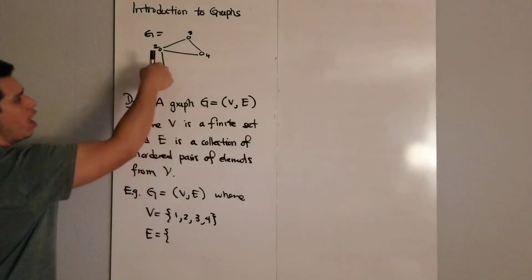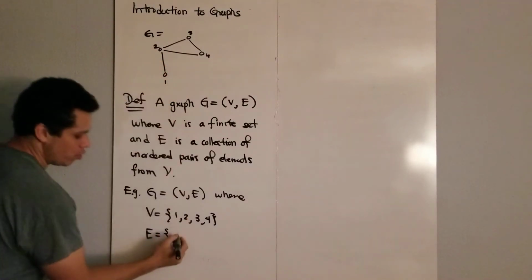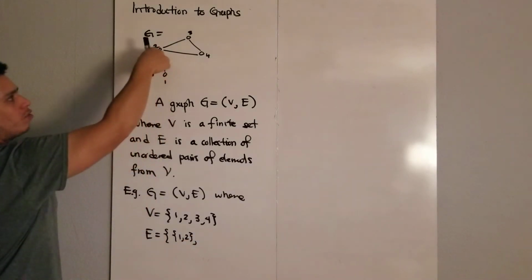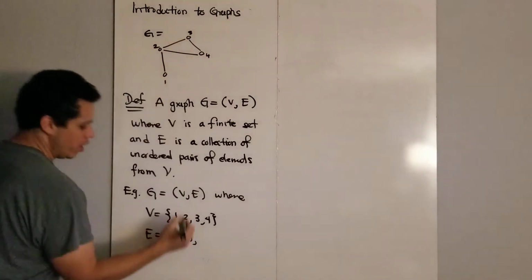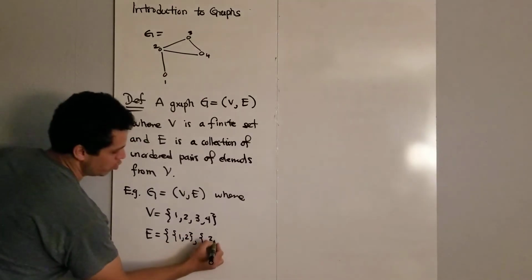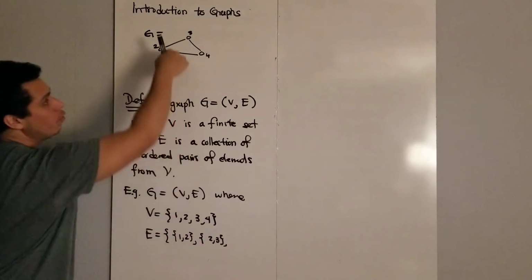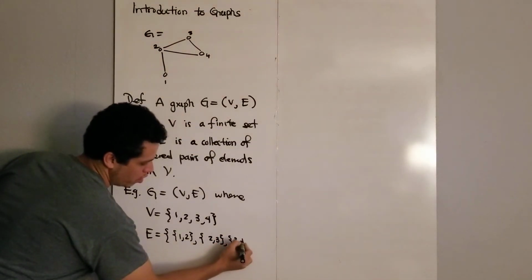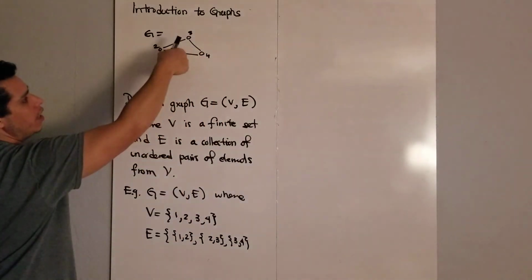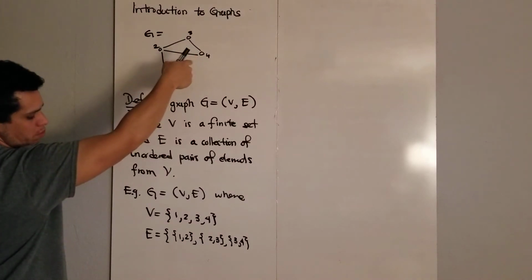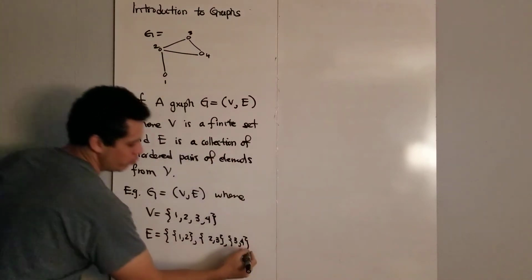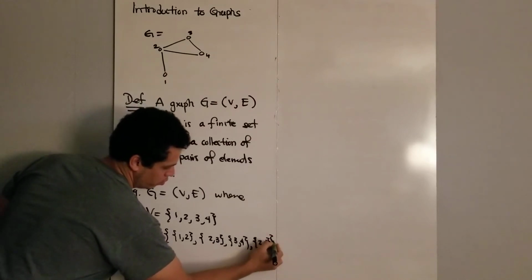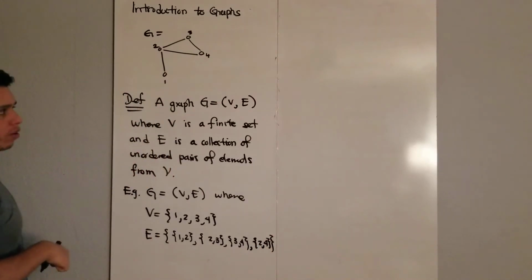Well, I have a line that joins 1 with 2, so I have my pair (1, 2). I have my line that joins 2 to 3, so I have my pair (2, 3). I have one that joins 3 with 4, and I have one line that joins 4 with 2. There we go. That is my graph.